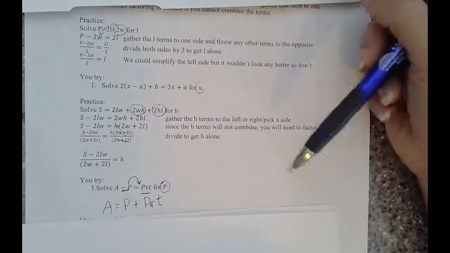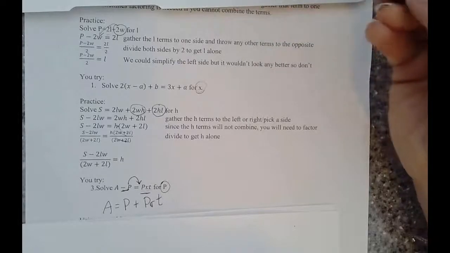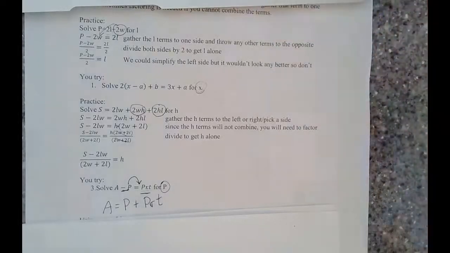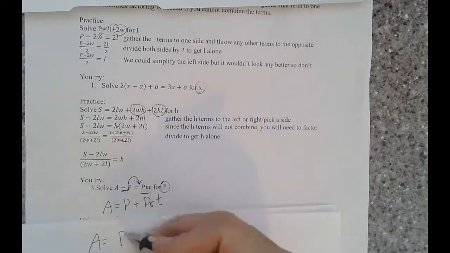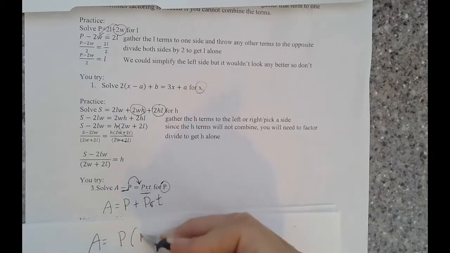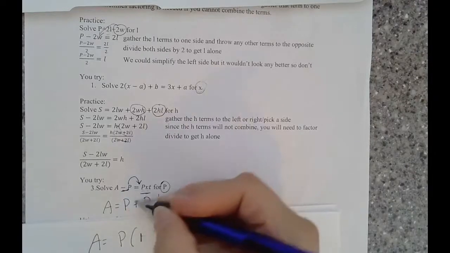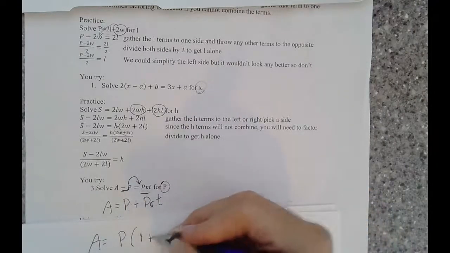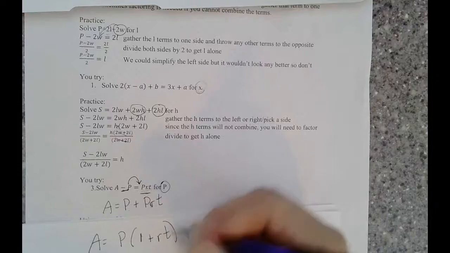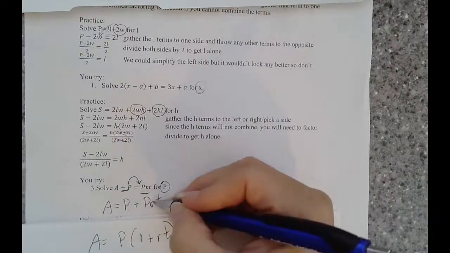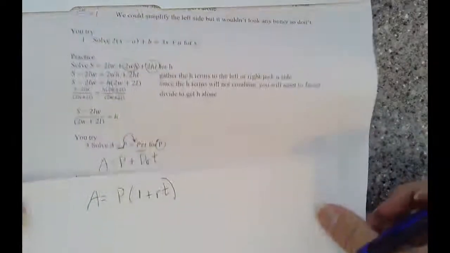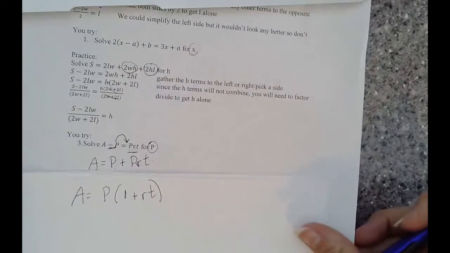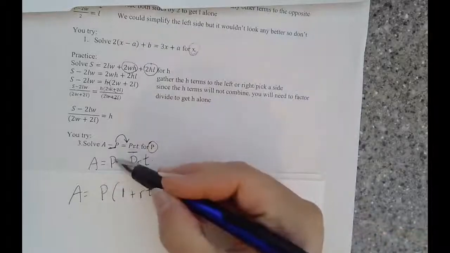When they're not combinable, you have to factor. So to get the p variable alone, we factor those two terms. We have to leave a 1 to hold a place for p, that's p times 1 is p, and p times rt is PRT. Check, if you redistribute that, that is true. P times 1 is the P, P times RT is the PRT.